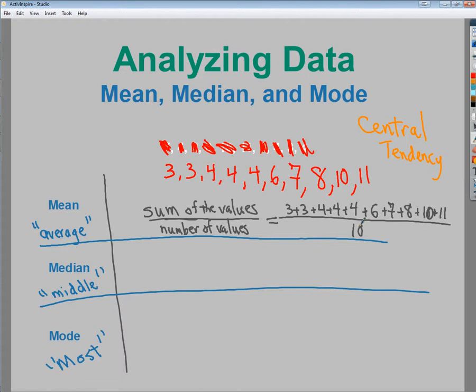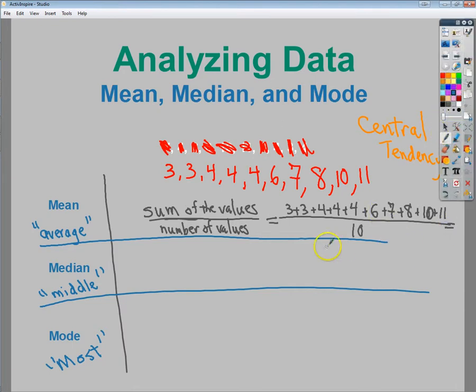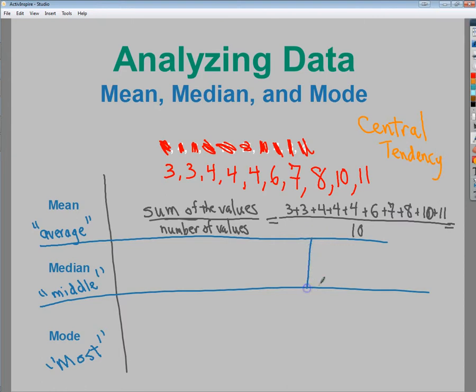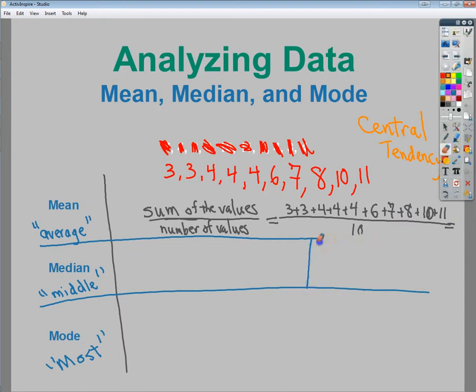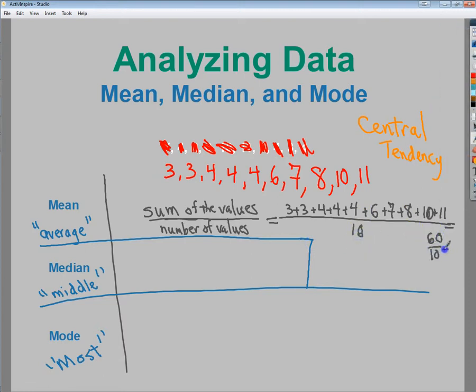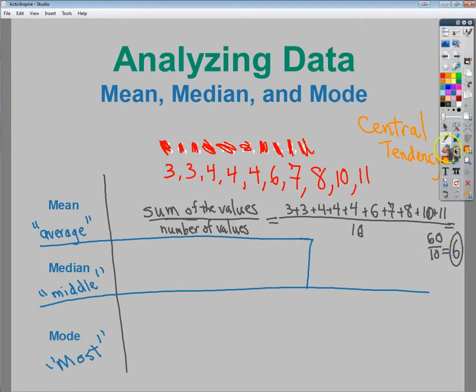So I end up with a total value in the numerator of 60. I'm going to have to make a little space for myself. I didn't give myself enough room. So anyway, I end up with a numerator value of 60 over 10, so my mean value is 6 right there. That's how that setup sort of works.